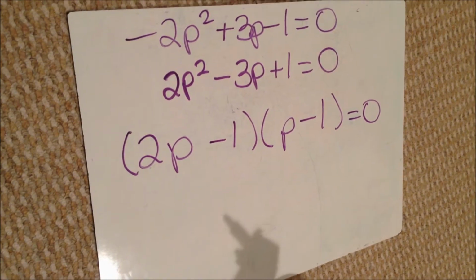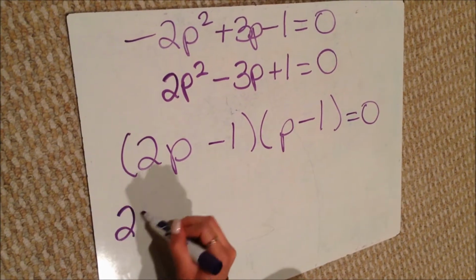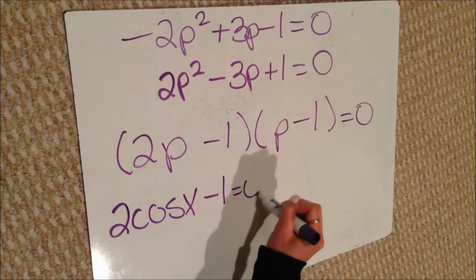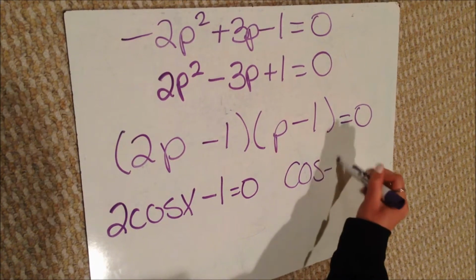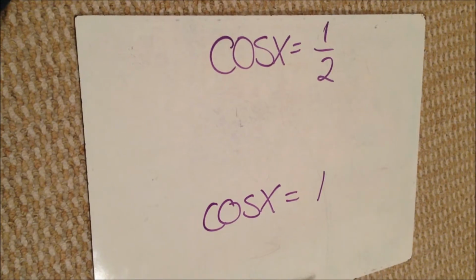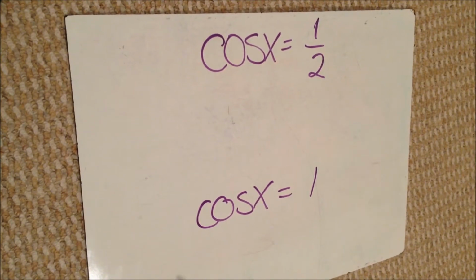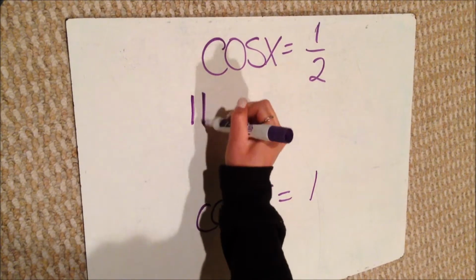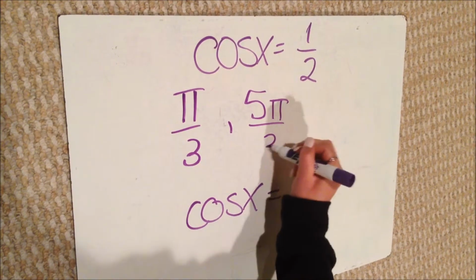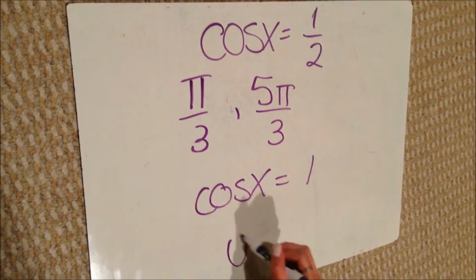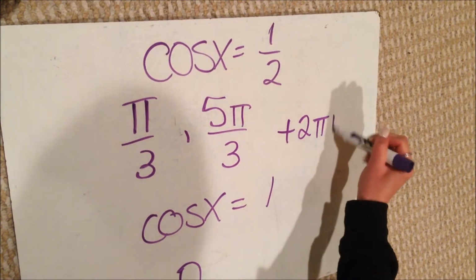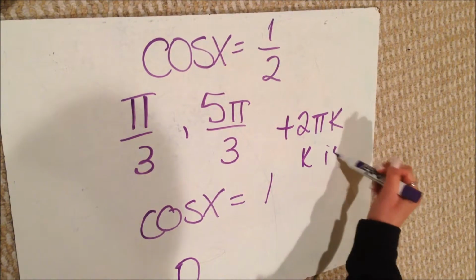Then remember that p is really cosine, so you can set 2 cosine minus 1 equal to 0 and cosine minus 1 equal to 0. Where's cosine 1/2 and where is cosine 1? Cosine is 1/2 at pi divided by 3 and 5 pi divided by 3. Cosine is 1 at 0. And there were no restrictions, so you have to add 2 pi k when k is an integer.